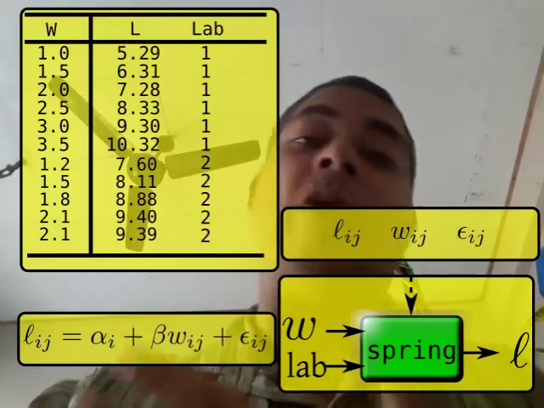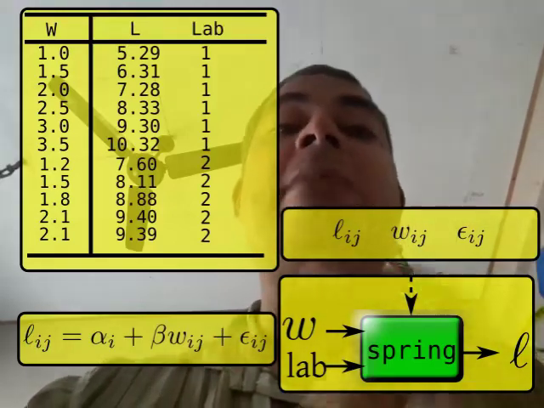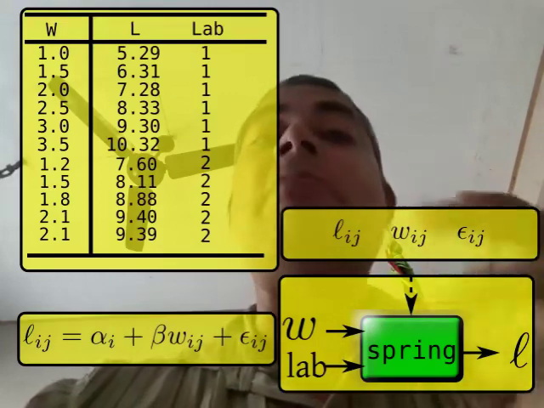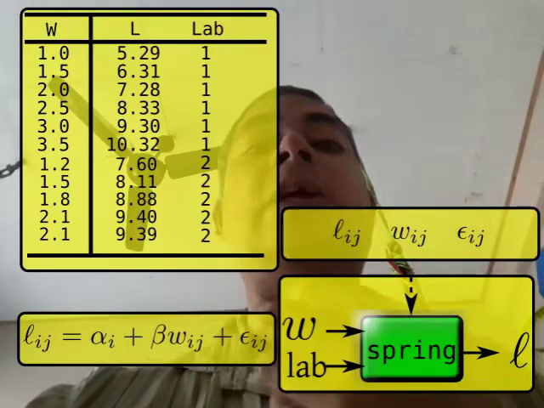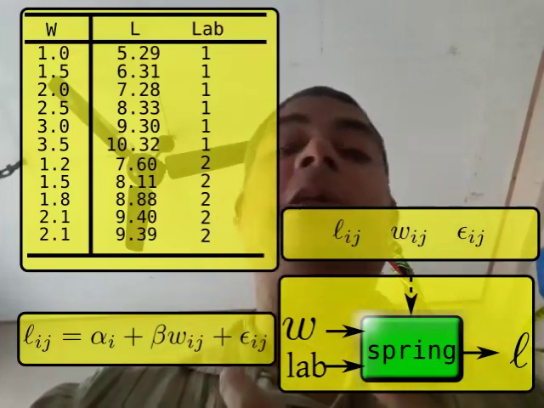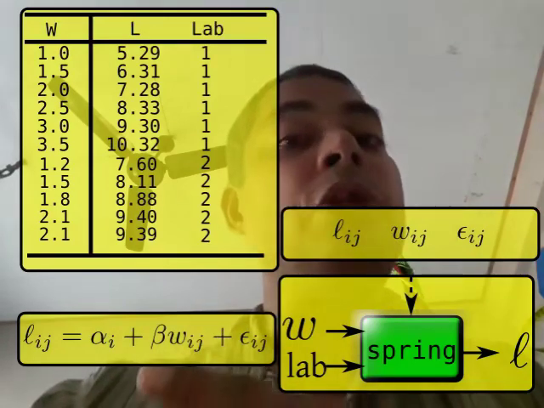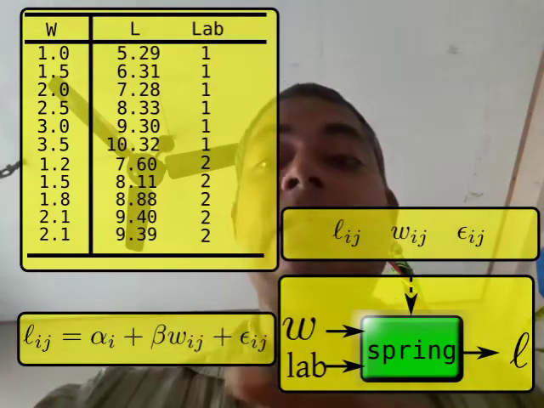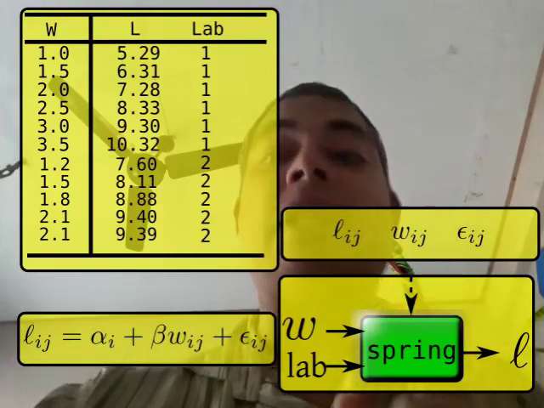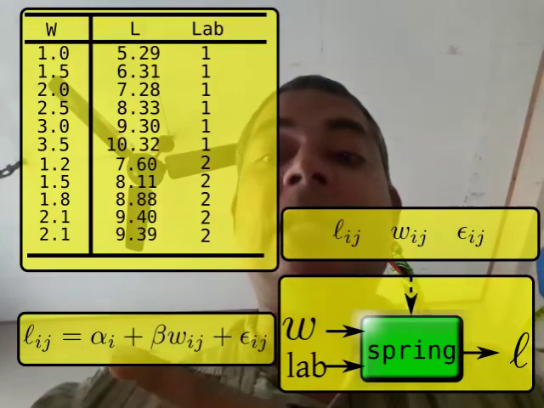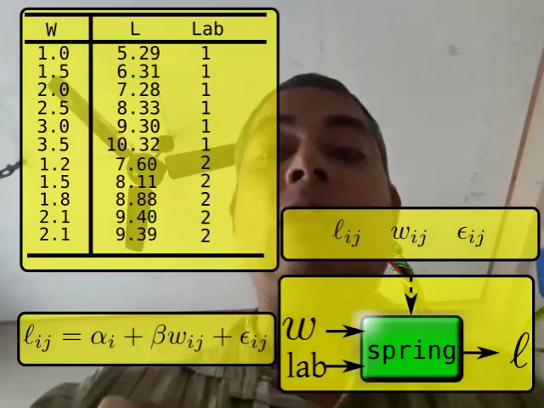If on the other hand you have a different setup, for example, you know that the initial lengths are the same, however, in one lab you are using springs made of steel, in the other lab you are using springs made of some other material, say aluminium, in that case it is beta which will change. So this is that particular model that we are going to study. Observe that alpha, the intercept, now depends on i, while beta, the slope, does not.